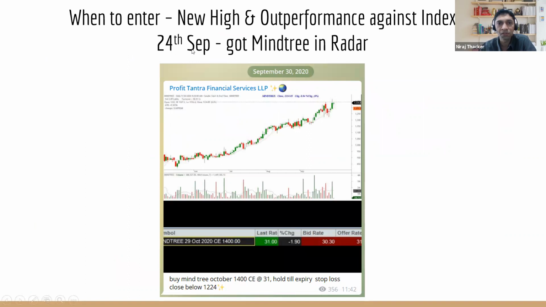So on 24th of September, you can see what happened is only a small gap, a small down movement in Mindtree. On that day, it came on my radar. And in the next 4 days, the moment it made a new high, I recommended Mindtree on my Telegram channel on 30th of September. And I have also posted at what price we bought the option, 31 rupees.